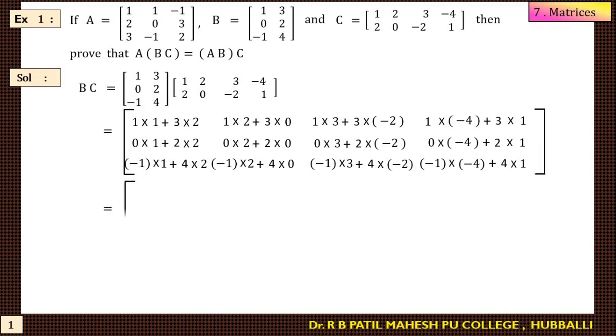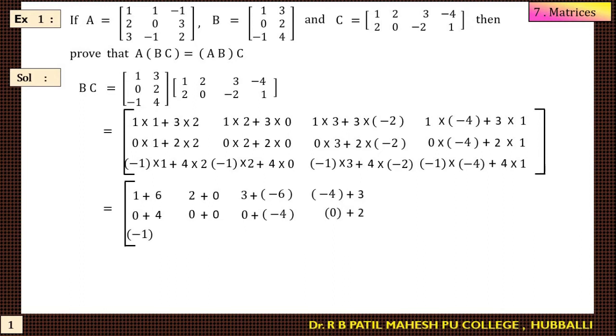So next is the simplification. You will get 1 plus 6, 2 plus 0, 3 plus -6, and -4 plus 3. Second row elements: 0 plus 4, 0 plus 0, 0 plus -4, and the last element 0 plus 2. Next, third row elements: -1 plus 8, -2 plus 0, -3 minus 8, and 4 plus 4.